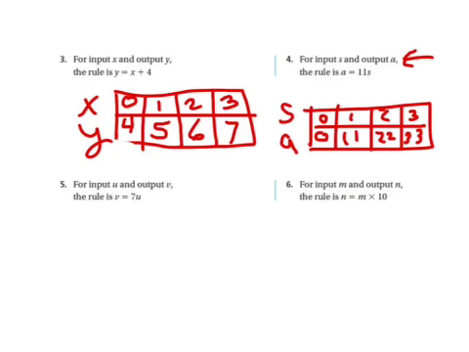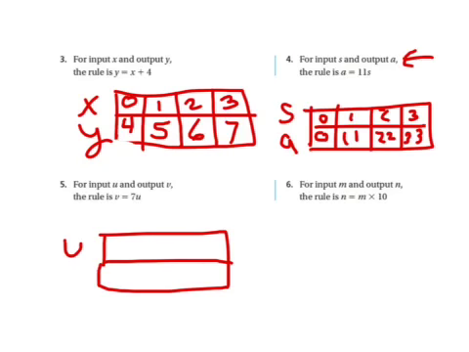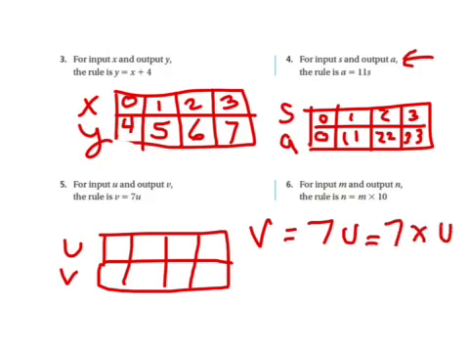This one here is input U, output V. I'm going to come up with 4 inputs and outputs. So I have V equals 7U, which, once again, a number and a letter next to each other is multiplication. 7 times U. So I'm just going to put some inputs. Once again, you can pick whatever you want for the inputs, but these are really easy to work with, 0 through 3. So I'm going to start with an input of 0. So 7 times 0, and that is 0.